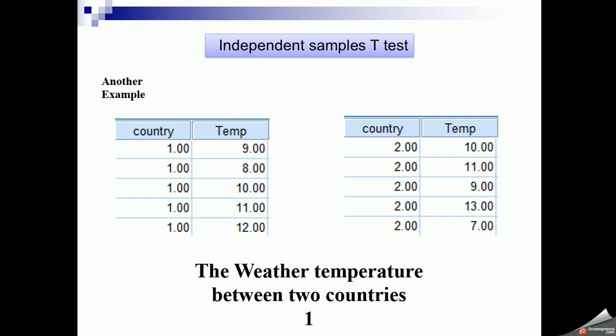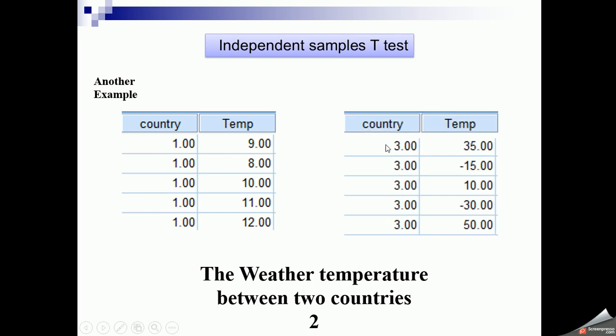Let's see the next country. This is a third country. If we see the temperature here, it's 35, minus 15, 10, minus 30, 50. If we take the average here, it will show us 10 also. The mean here is 10, the mean here is 10. Okay, so what can we think about this?